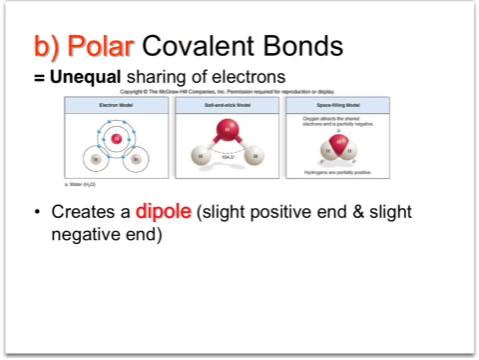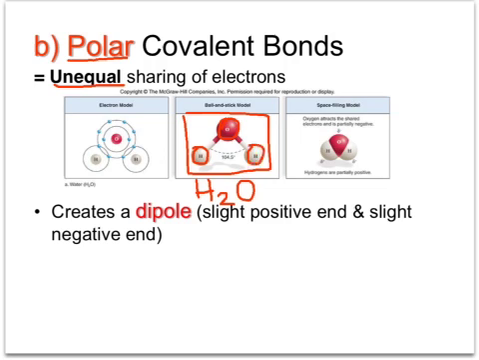The second subcategory of a covalent bond is a polar covalent bond. So now this is the unequal sharing of electrons. The most common example, the one we're going to come back to over and over again, is water. And here's a diagram for water. As you remember, the molecular formula for water is H2O. Here is this one oxygen, and here are the two hydrogens.